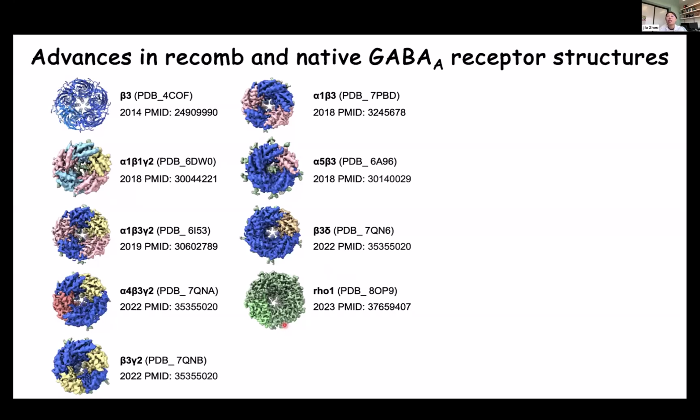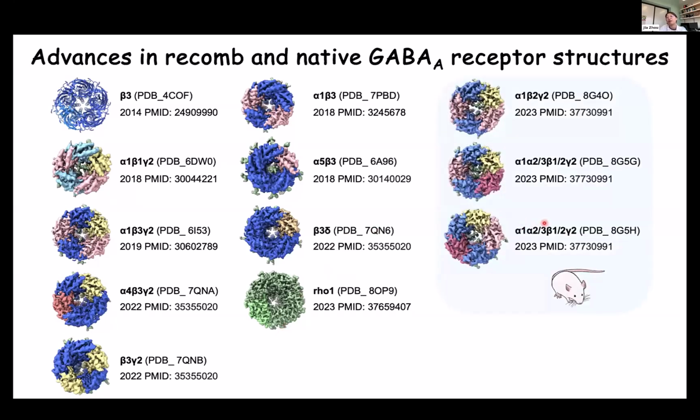What we know about native GABAA receptors comes from a paper published in 2023. They mainly determined 3 major compositions from mouse, the rodent. But the literature shows that the compositions of GABAA receptors in humans are much more complicated than in rodents. So what is the exact composition of human GABAA receptors?